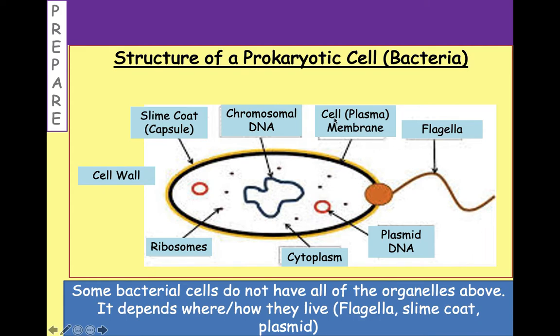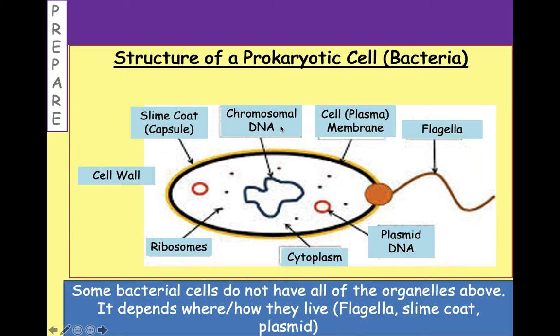Next, we've got the cell or plasma membrane. Now that is inside the cell wall. It's the innermost layer. So you've got slime coat, you've got cell wall, and then you've got cell membrane, sometimes called the plasma membrane. I know you have a cell membrane inside an animal cell and a plant cell. The plasma membrane is not quite the same, which is why we've got it here, but its job is very similar. It controls what goes in and out of the bacterial cell.